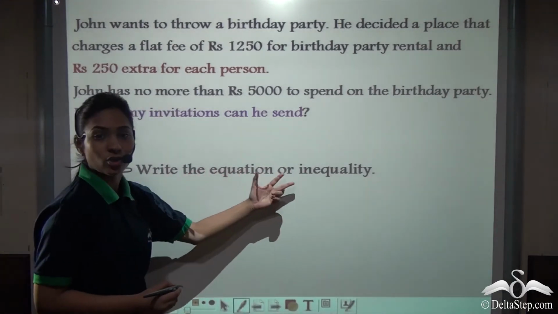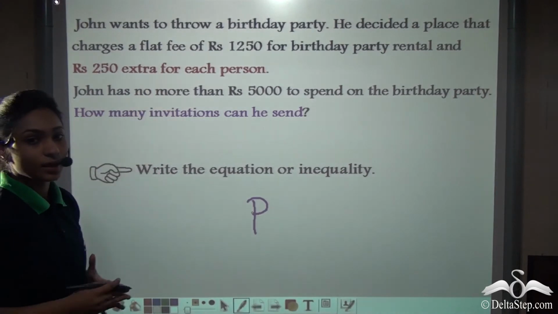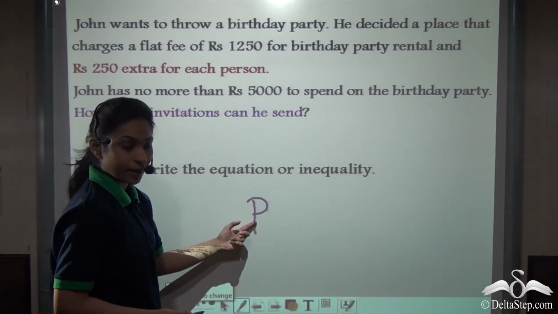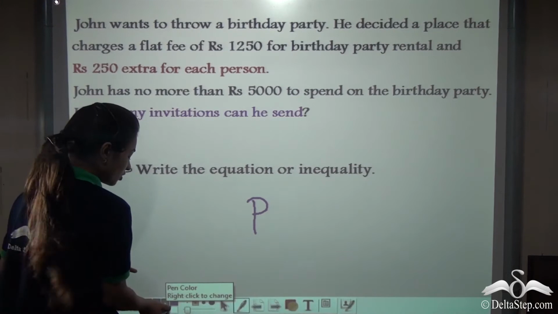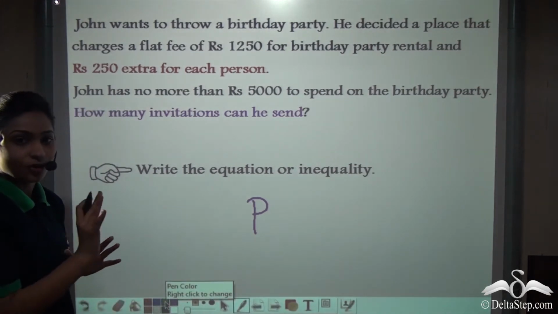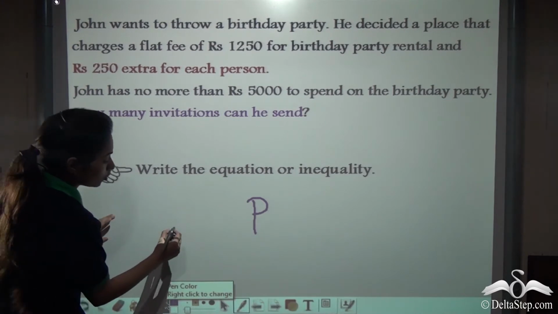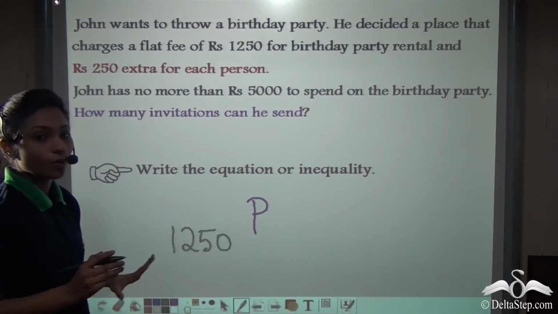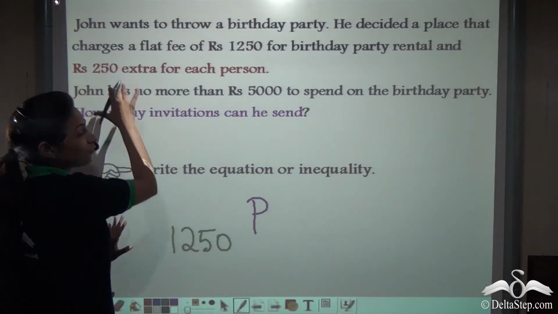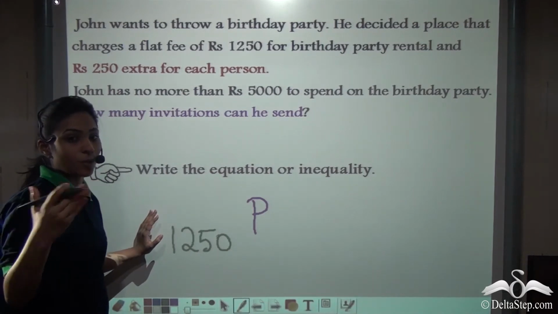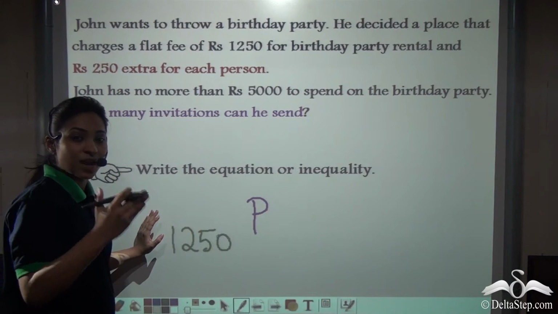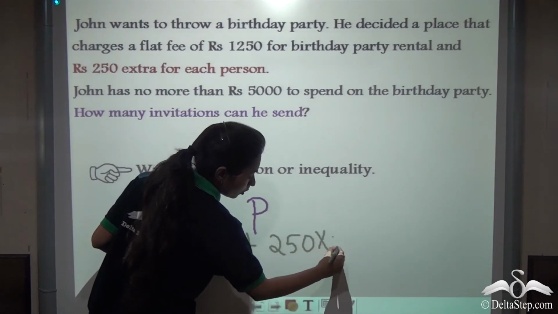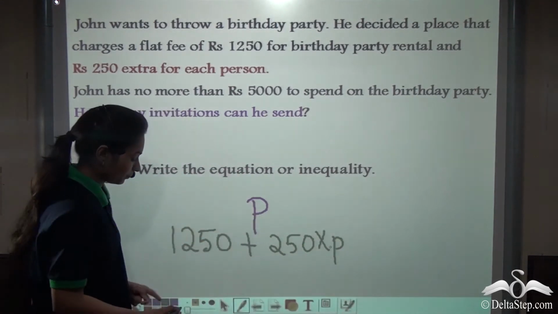Now we need to write the equation or inequality that we can make out from this problem. So if the number of persons he can invite is P, then how can you make the inequation? First of all, he has to pay 1250 for renting that place. So 1250 needs to be there in the inequation. Now along with 1250, what is required? He has to pay rupees 250 extra for each person. That is 250 for one person, 250 into 2, that is 500 for two persons. So you can say plus 250 into the number of persons that we have taken as P.